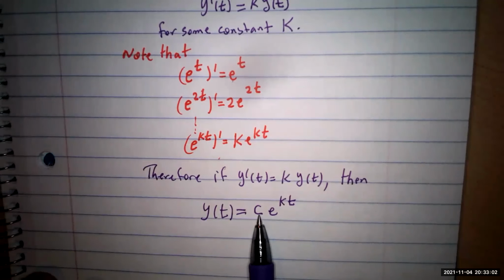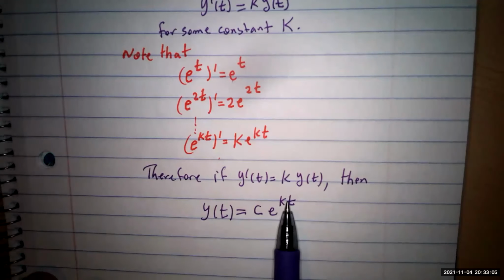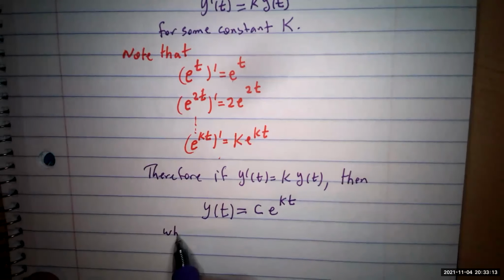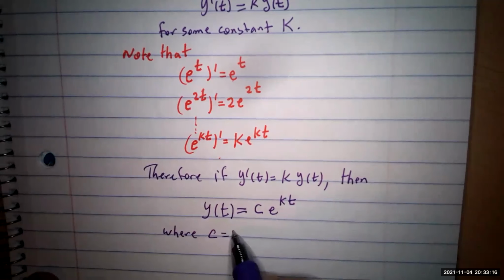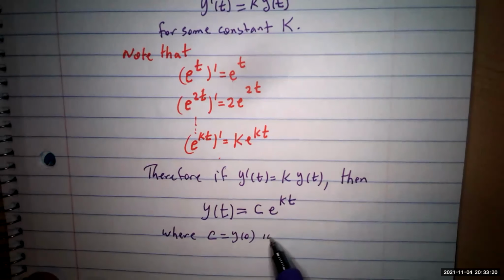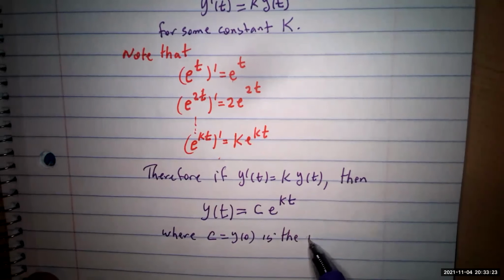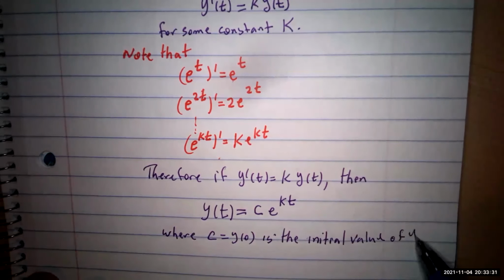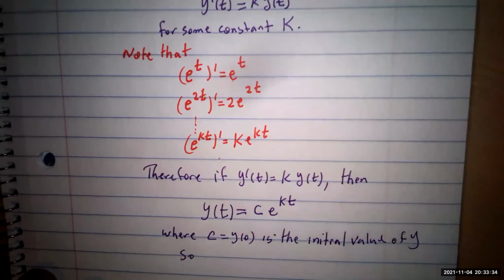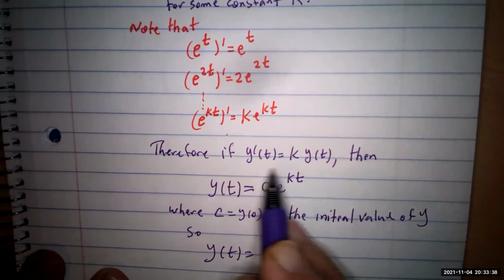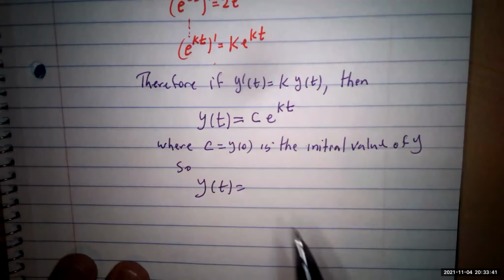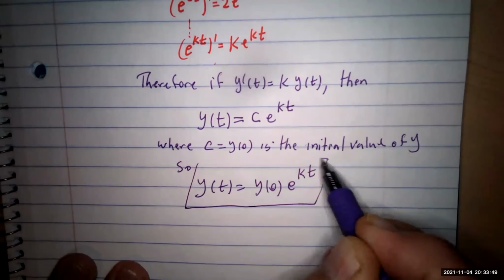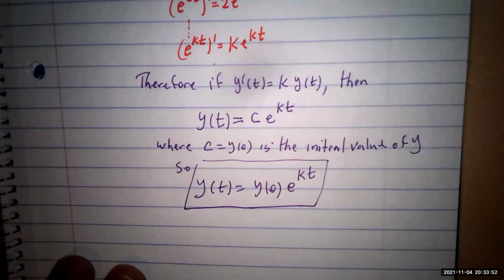What is going to be this c? In order to find c, you can replace t by 0. So e to the 0 would be 1. That gives c equal to y of 0, which is going to be the initial value. The money that you start with is the initial value of the function y. So basically, this would be our model. Your book stays with the c, but I'm changing it. So y of t would be y of 0 times e to the kt.